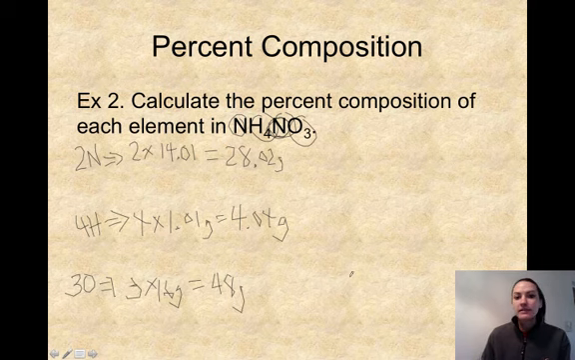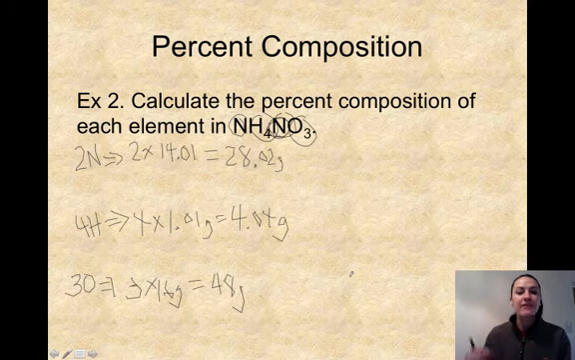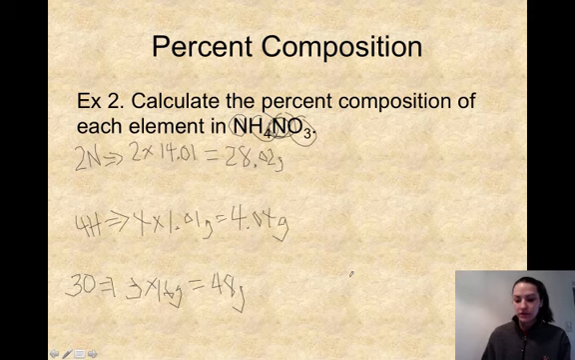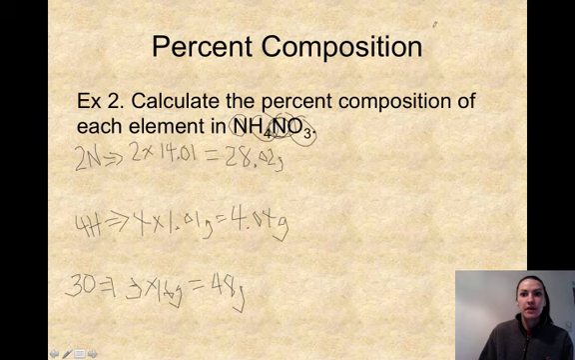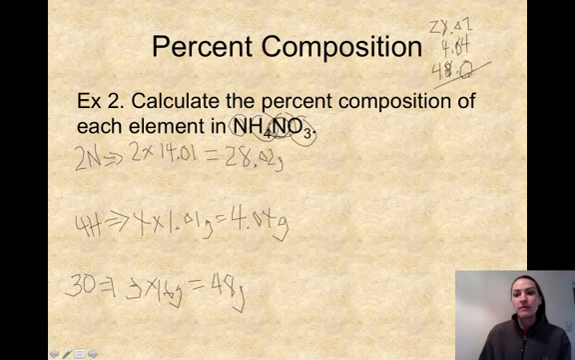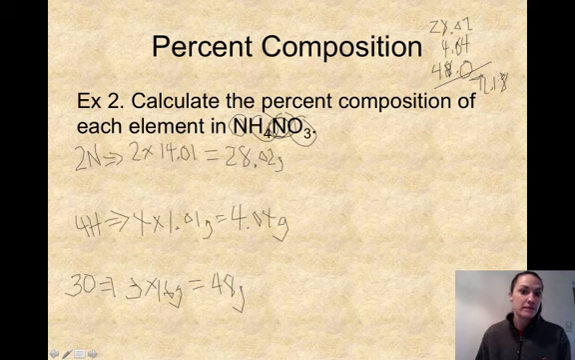Now, at this point, we're at the same place that we were in example 1. All we need to do is add up and find our total. We have the grams of the part for each, but we need to find the total. So I'm going to do that up here in the corner. I'm going to do 28.02 plus 4.04, plus 48.0. And I'm going to get my total being 92.18. That's my total molar mass.